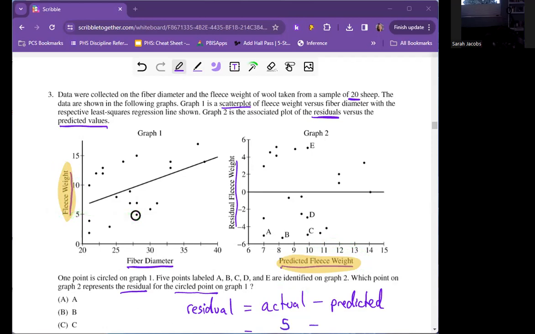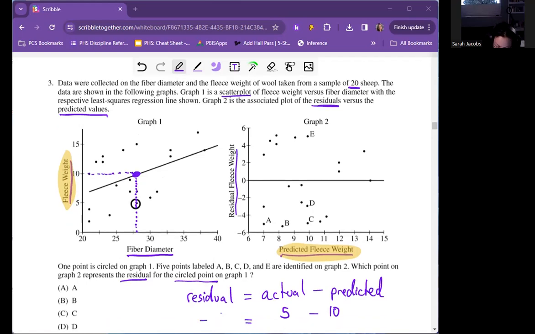Minus the predicted, so I can just go as straight up as I can. That's where the predicted point is on our least squares regression line. The LSRL is our predicted values in a line. And it looks to be about 10, right? Our predicted is about 10, which means our residual is -5. Okay.